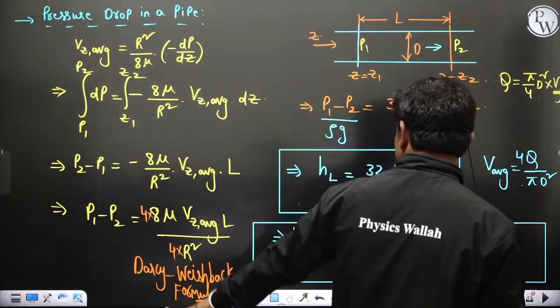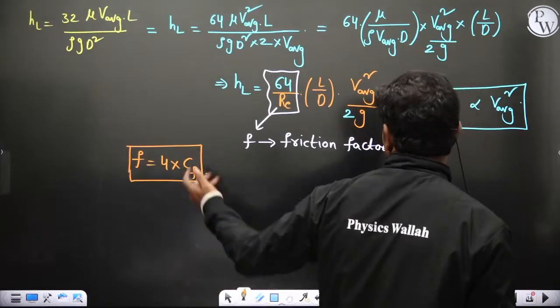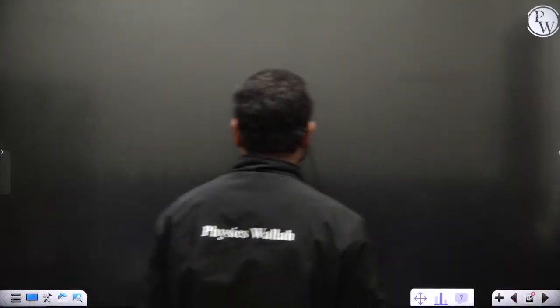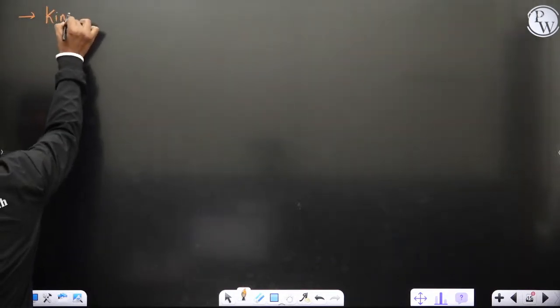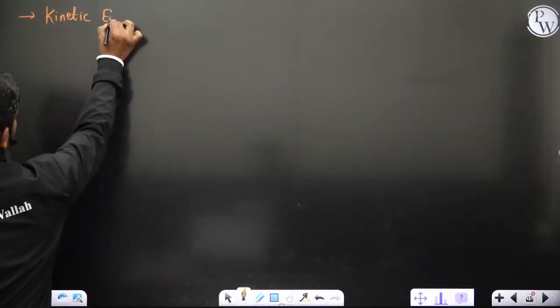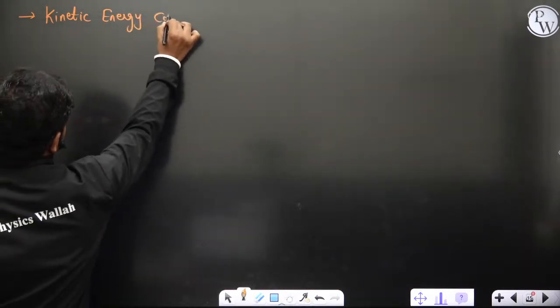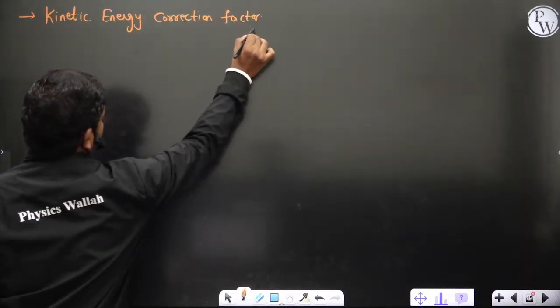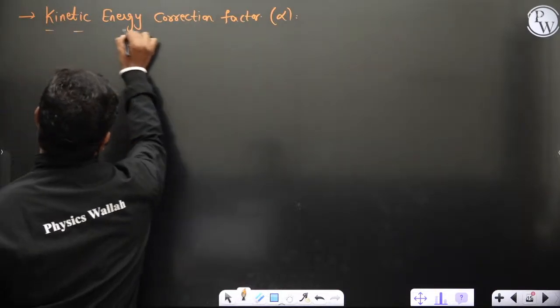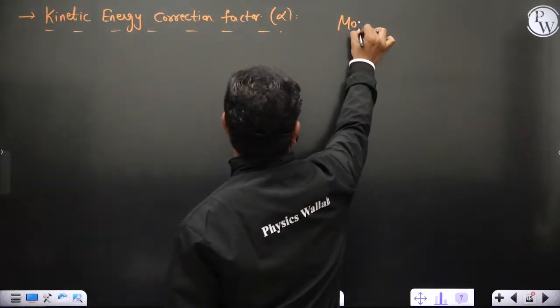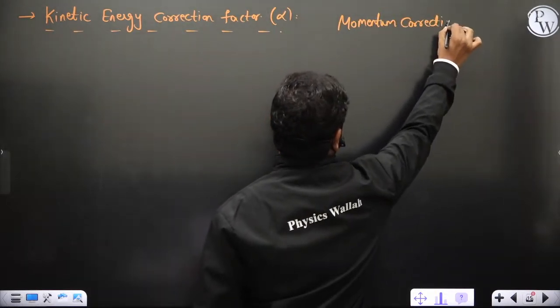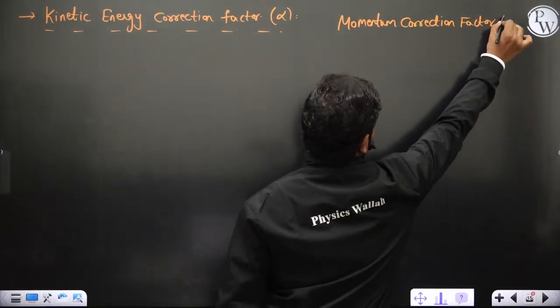Now one important point here I just want to mention. This 128 I have shown you, and this friction factor anyhow. And I want to show you one more thing. Since we talked about Bernoulli's equation just now, it came to my mind, there is something called the kinetic energy correction factor and momentum correction factor. Normally this is denoted with alpha, and the momentum correction factor is beta.